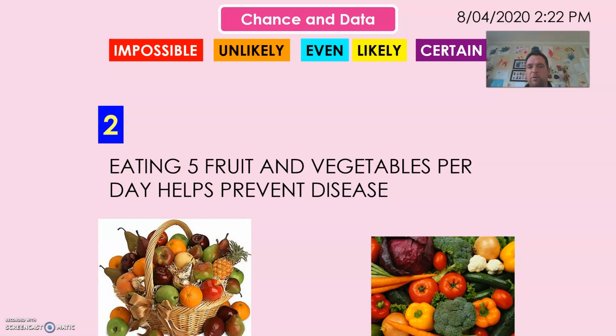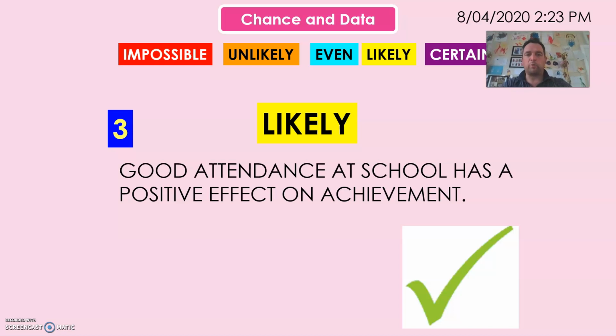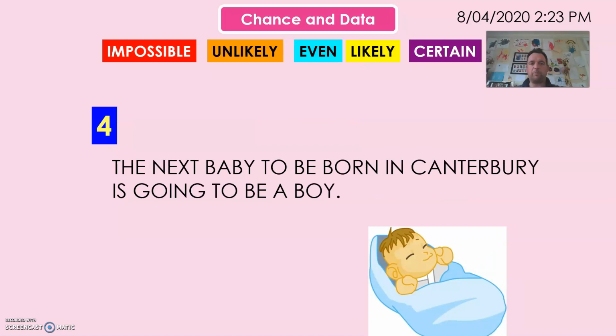Question 2, it's the other end of the spectrum, so it is likely. We can't say it's certain because, again, some people who eat 5 fruit and vegetables per day will still get a disease, so it's not certain. Number 3: good attendance at school has a positive effect on achievement. It certainly is more likely that you can do better, and there's a lot of evidence to say people who have a high attendance do well in their classes, but we can't say that it's certain. Number 4: the next baby born in Canterbury is going to be a boy. We know there's a 50% chance of that happening. So it's not unlikely, it's not likely, it's an even chance.